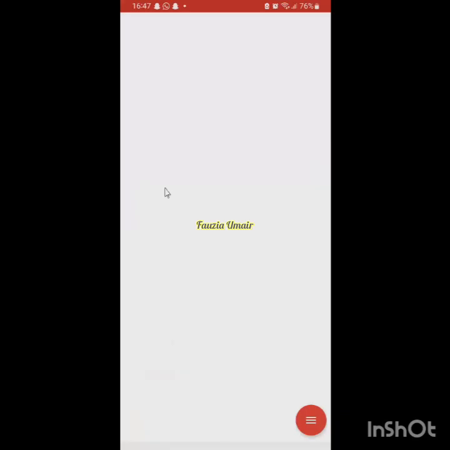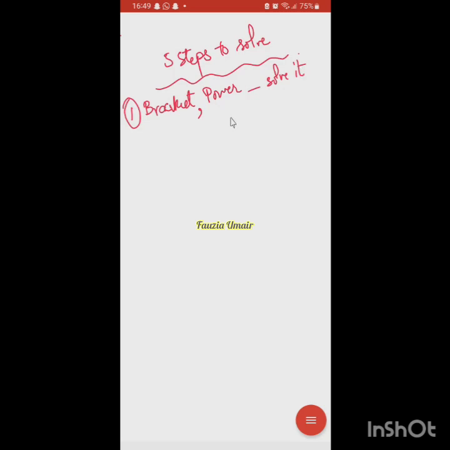There are basically 5 steps to solve linear equations in one variable. If there is a bracket or power, get rid of it, open it. If there is a bracket in the question, expand it. I must say, not solve, expand it. If there's a power, open it. Are you getting this? This is the first step. I will give you an example also.